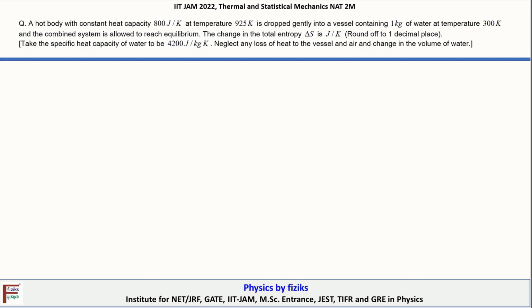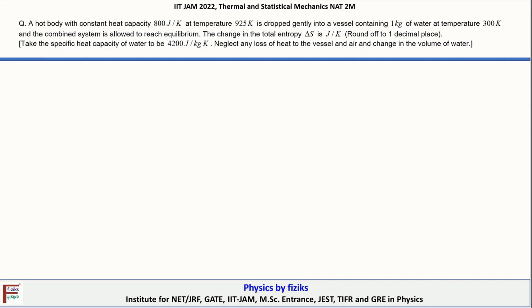Now let's take a look at the final question. The statement is: a hot body with constant heat capacity of 800 joule per Kelvin at temperature 925 Kelvin is dropped gently into a vessel containing 1 kg of water at temperature 300 Kelvin, and the combined system is allowed to reach equilibrium. The change in the total entropy delta S is how many joule per Kelvin? So we have to find delta S for this entire system.